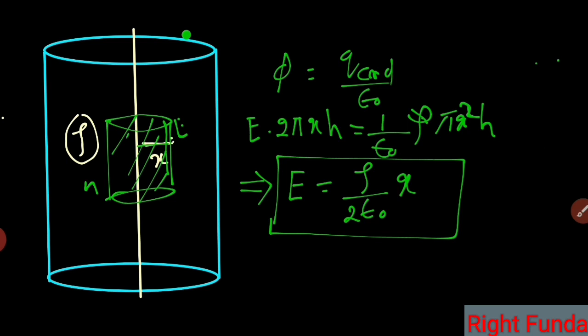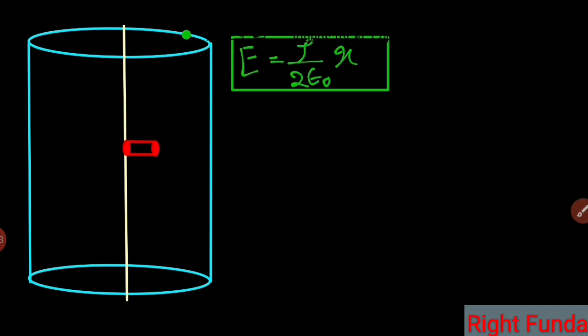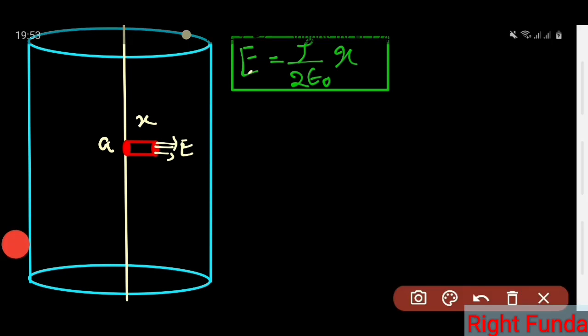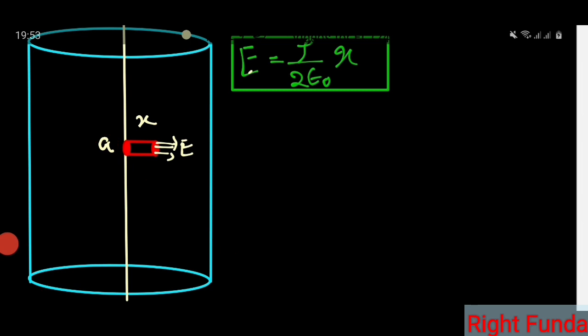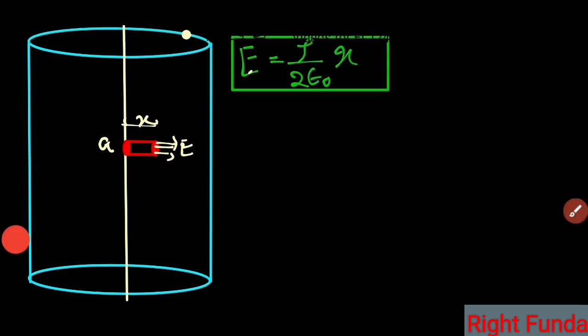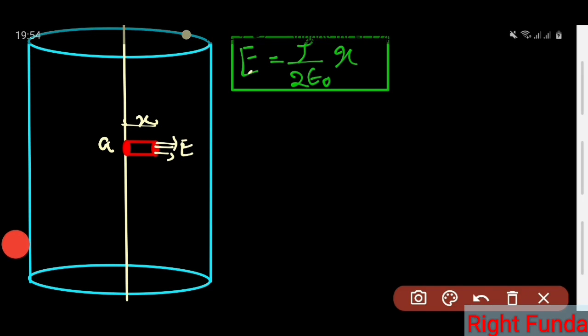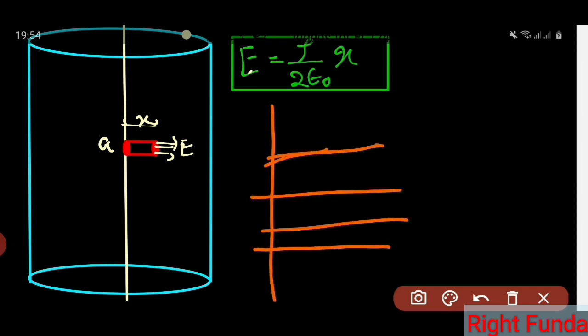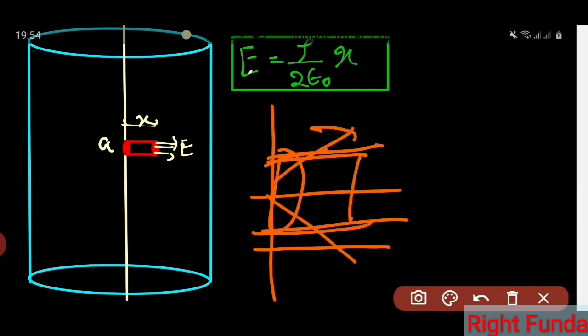Now see what the question is saying. The question is asking that in this cylinder, you take another cylindrical surface. This red one is a cylindrical surface whose radius is equal to small a. This is the radius of this small region, and the length of this region is equal to x. The question is asking to find the flux through the curved surface of this cylinder. This is the line, and the field will be going radially outward like this. But if you have a cylinder like this, in three dimensions, somewhere it will be piercing into this wall.